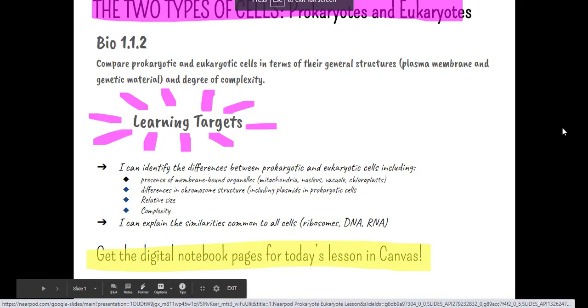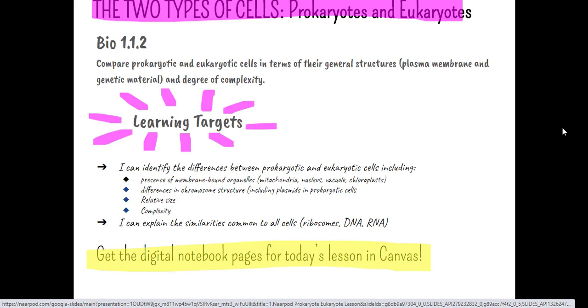Hi everyone. Hopefully you've had a chance to look at this slide and then the starter on the next slide. So in this lesson, we're going to look at two types of cells, prokaryotes and eukaryotes. And we've been talking about cells, but the cells we've been talking about have been eukaryotes. And so we're going to add another type of cell in this lesson.